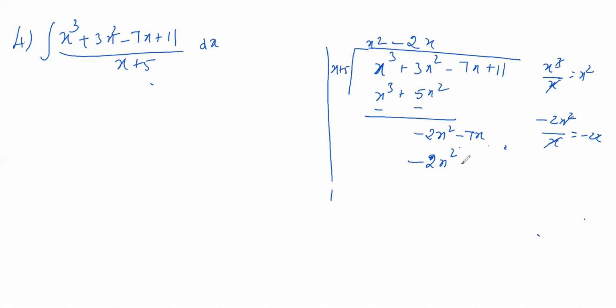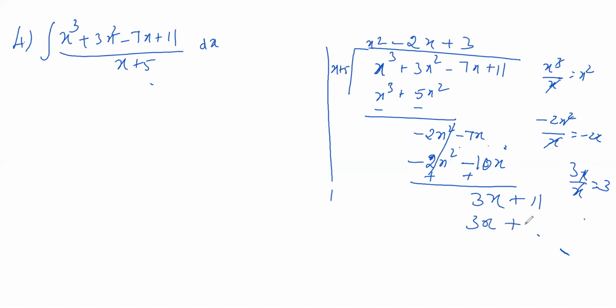Minus what? Minus 2x into 5, what? Minus 10x. Right? Minus 10x. Now here plus, cancel, minus 7x plus 10x is plus 3x. Then get down the term plus 11. So here the term 3x, here first term x, cancel, 3. So the constant term is 3x.